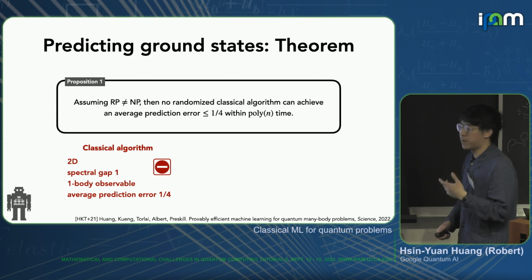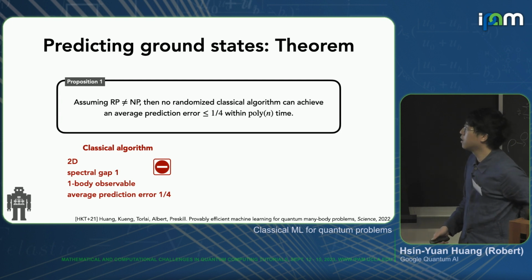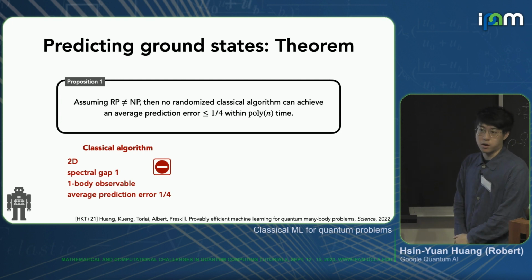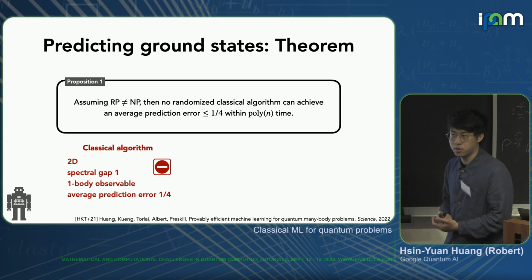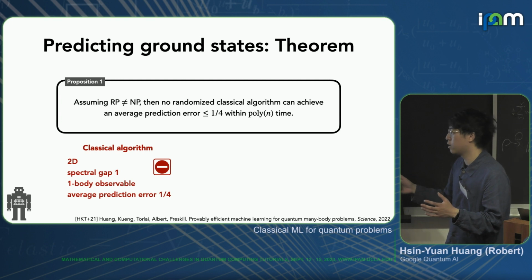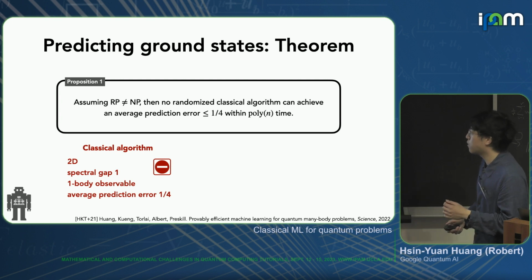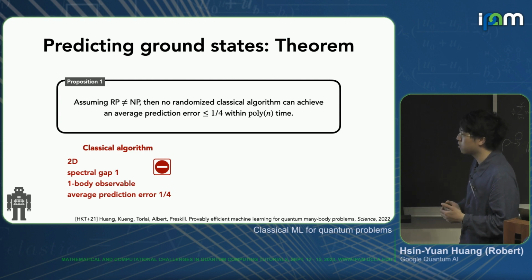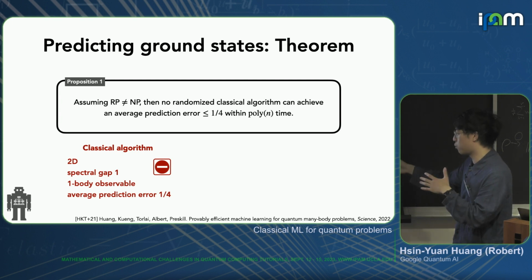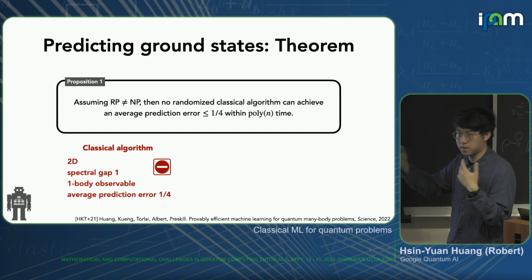So now from the previous proposition, we've seen that in order for a classical algorithm to predict some ground state properties or some representation of ground state, it's already very hard under a very simple setting, like a two-dimensional system, just predicting one-body observable to some constant error, like 1/4. However, what we showed in this paper published last year in Science, provably efficient machine learning for quantum many-body problems, and after this work, there have been several other works that extend on it.